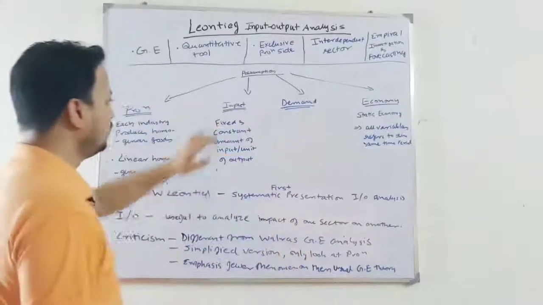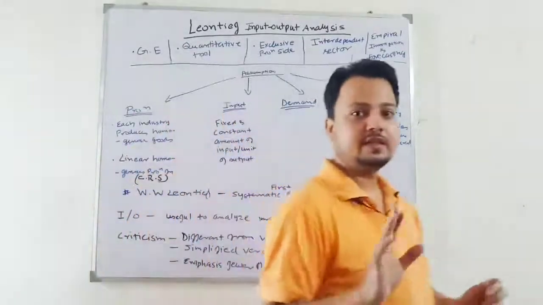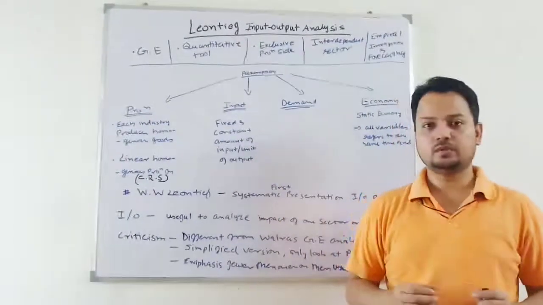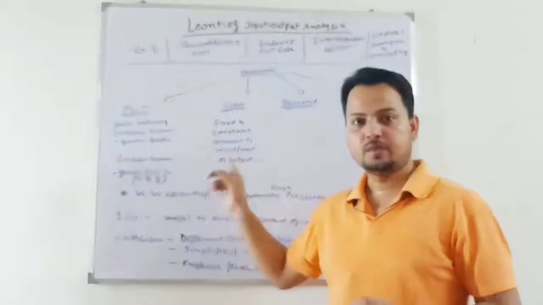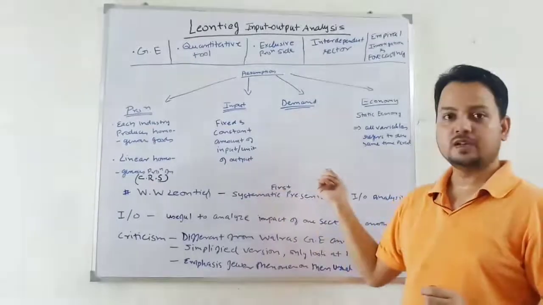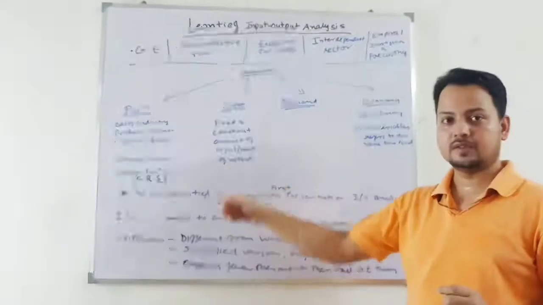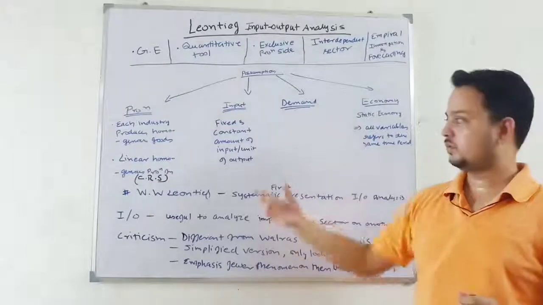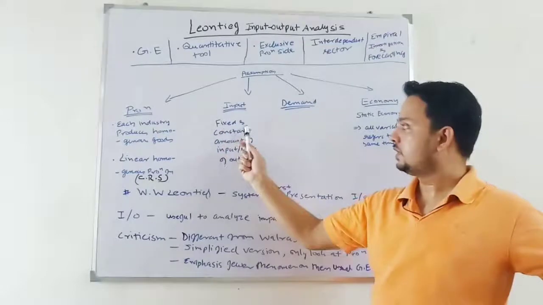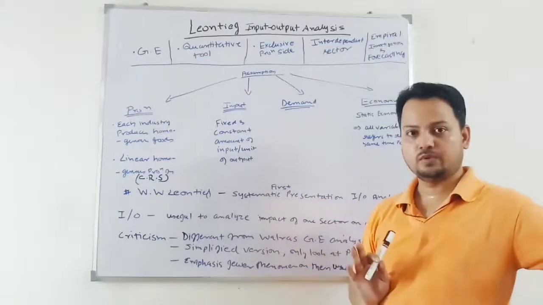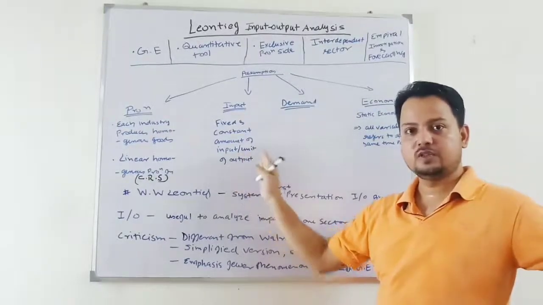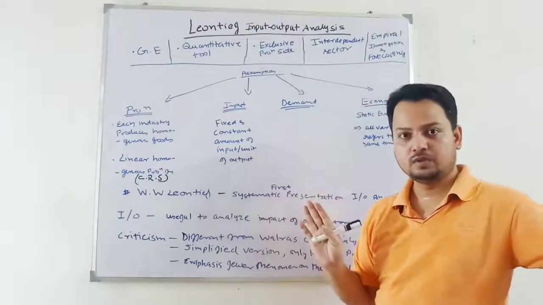Now coming to input. Each industry is using a fixed and constant amount of input per unit of output. This is a very important assumption. We will derive it. From this, whatever elements we get, we will construct the technology matrix or input output matrix by using this assumption. So each industry is using a fixed and constant amount of input per unit of output. This assumption, I repeat again, is that each industry is using a constant or fixed amount of input per unit of output.